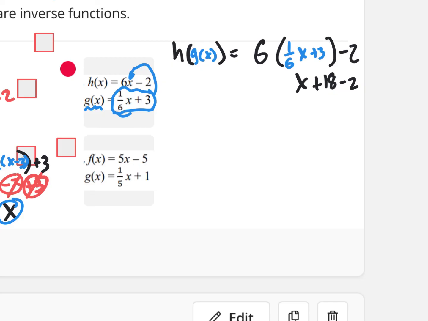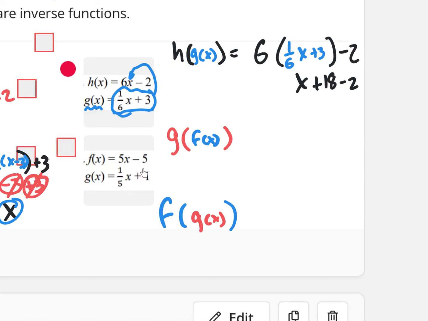Let's do this last one here. Let's plug in f of x into g of x, and then if that works, plug in g of x into f of x. So I've written down both notations. Plug in f of x into the bigger g of x, and then plug in your g of x into the bigger f of x. So plugging in f of x into the bigger g of x, here's your f of x. Let's plug it into the bigger g of x.